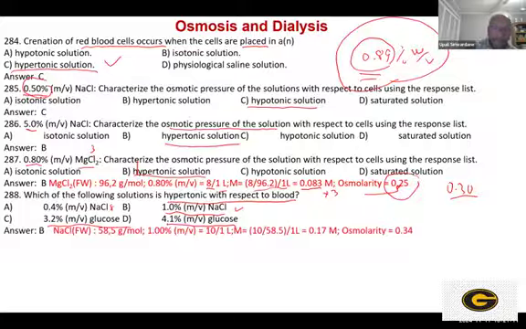B is the correct answer because it's 0.3. 0.30 is the isotonic. This is high. This is why it has become hypertonic.